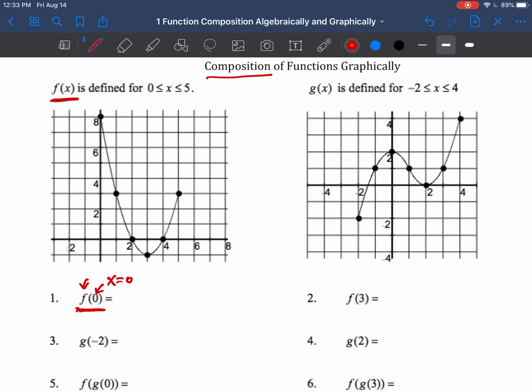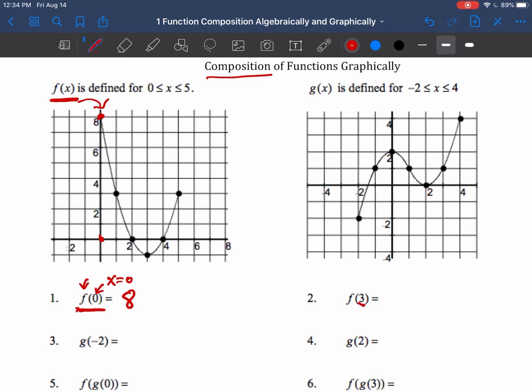And so we go to the function f of x, which is graphed here, and go to where x is 0, which is right here. When the input of this function is 0, the output is 8. And so f of 0 equals 8.